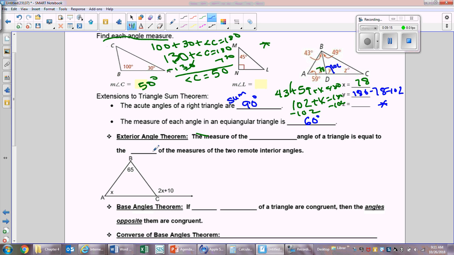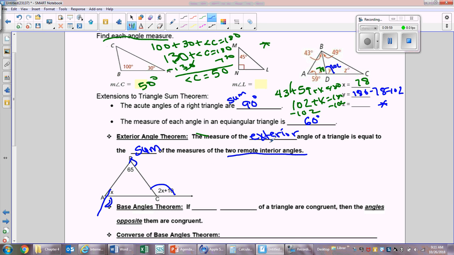So the last theorem we're going to go over for this part would be the exterior angle theorem. The measure of the exterior angle of a triangle is equal to the sum of the measures of the two remote interior angles. So how do we get an exterior angle? If you have a triangle and you extend one side, so for example, if I extend this, this becomes the exterior angle. If I extend this up, this becomes an exterior angle. The same thing in this case, this would be my exterior angle.